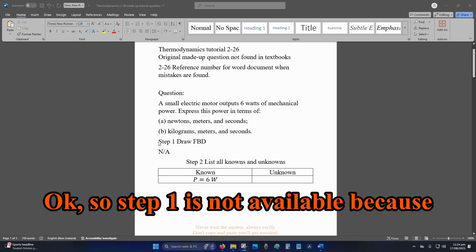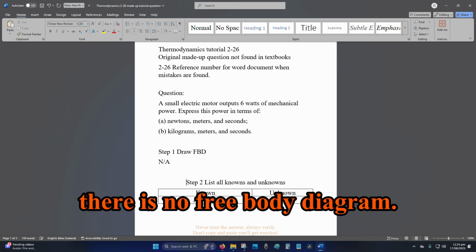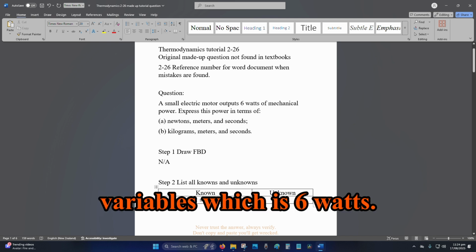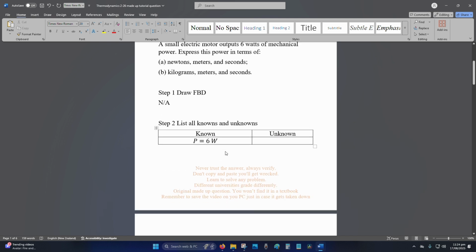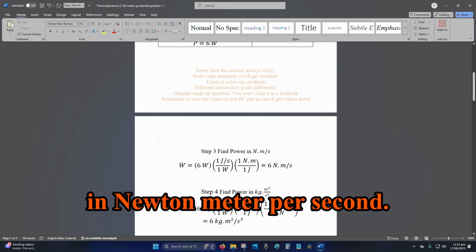Okay, so step 1 is not available because there is no free body diagram. Step 2 lists the given variables, which is 6 watts. Okay, so step 3, find power in Newton meter per second.